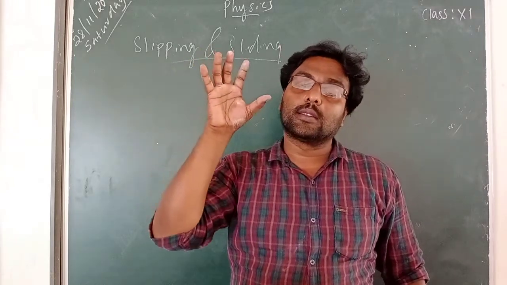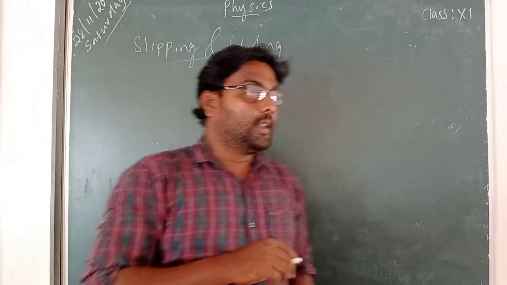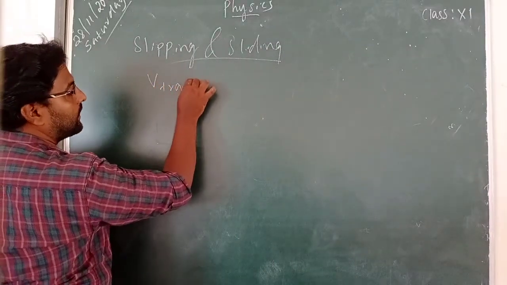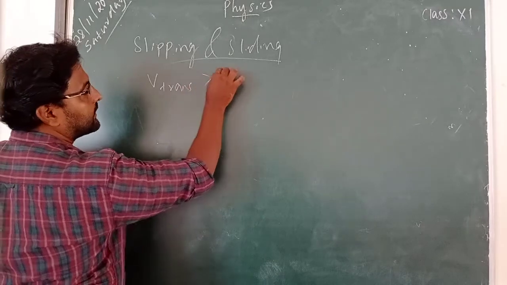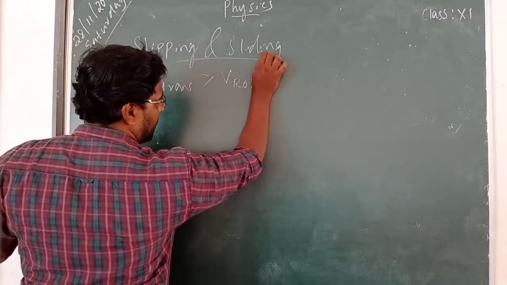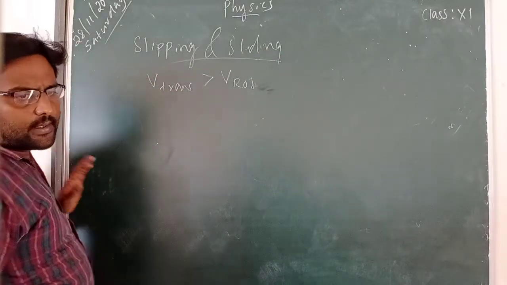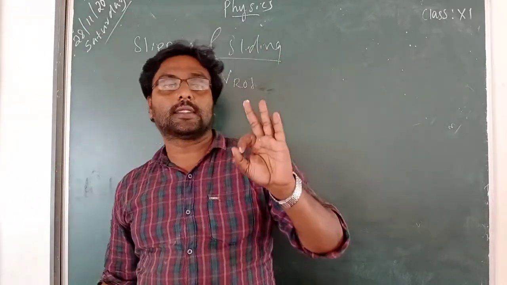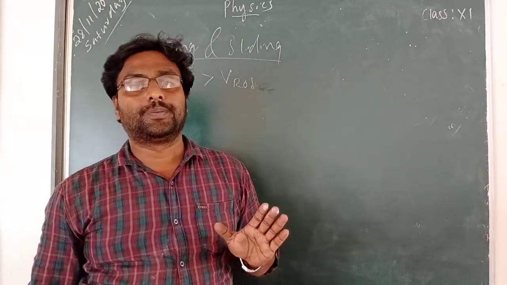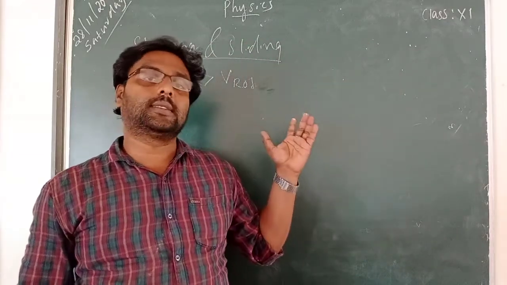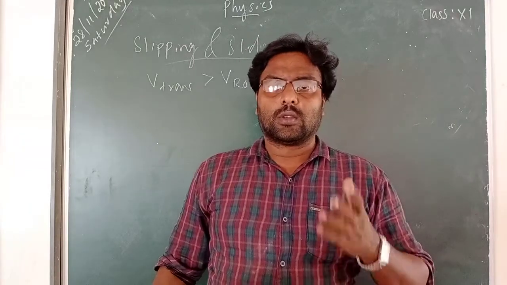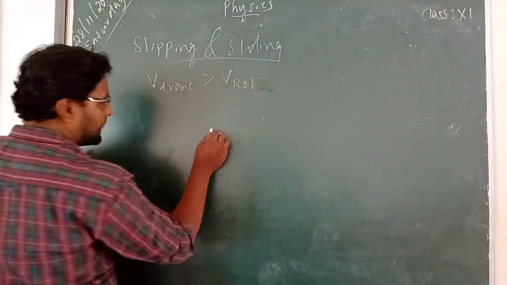During this slipping time, V translational is greater than V rotational motion. This is what is happening. This is the main reason. V translational is greater than V rotation, or you can tell VCM is greater than R omega.